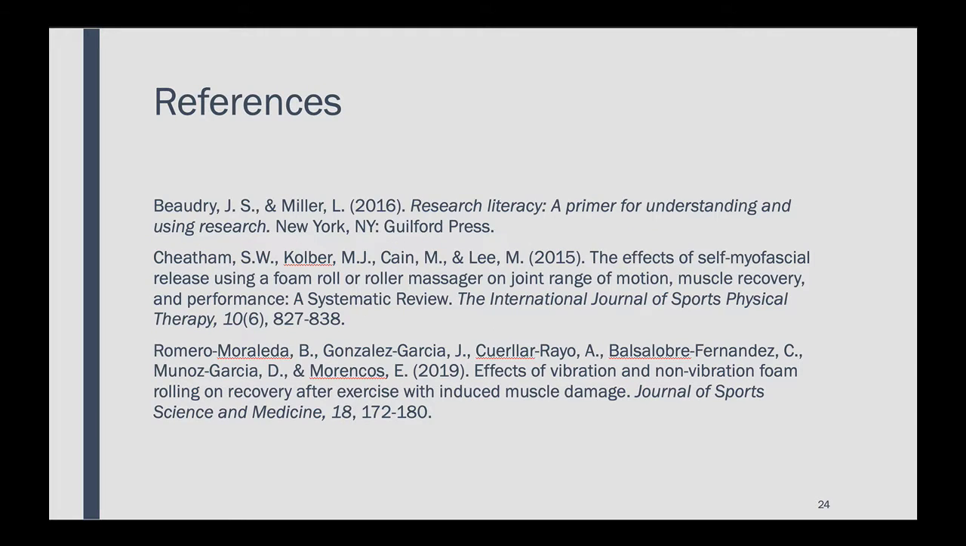Anyway, that's the end of this series of presentations where I introduced the topic of research literacy. This presentation really goes hand in hand with the first chapter from the textbook Research Literacy, a primer for understanding and using research. And then we talked about two different articles in these presentations. The first by Cheatham et al., the second by Romero-Moraleda. And again, both really interesting articles, especially if you have an interest in self-myofascial release and the use of a foam roller.